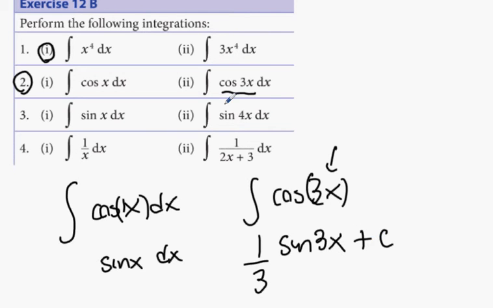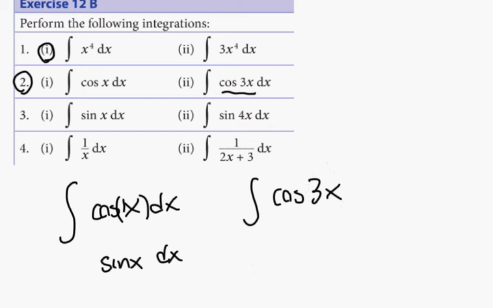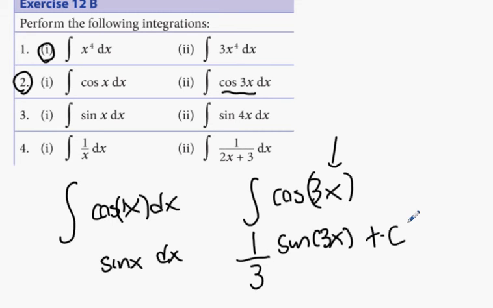Once again, just go back here one more time. First things first, you identify what it changes into. Cos changes into sin. Angle remains unchanged. Differentiate the angle and put the answer underneath 1. 1/3 sin 3x plus c.